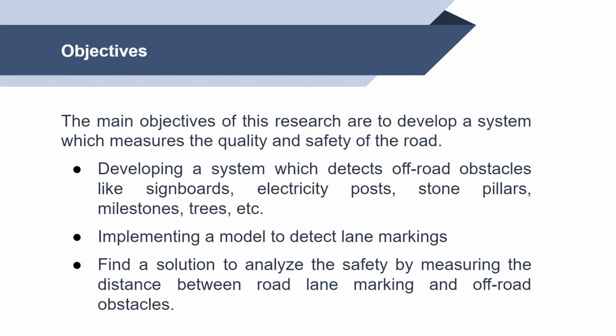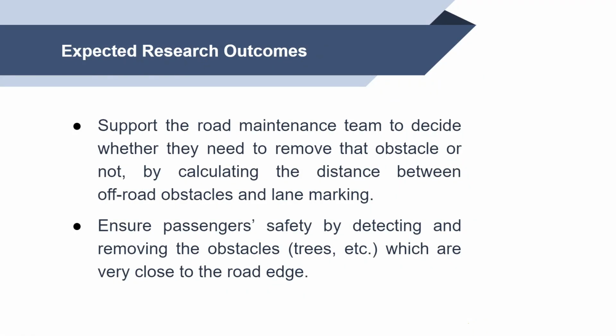Our objectives for this project are as follows. Develop a system capable of detecting off-road obstacles such as signal boards, electricity posts, stone pillars, milestones, trees, and other potential hazards. Implement a model that can accurately detect and recognize lane markings on the road. Devise a solution to analyze safety conditions by calculating the distance between the road edge and off-road obstacles. By achieving these objectives, we aim to enhance road safety, prevent accidents caused by obstacles, and provide valuable insights for assessing and improving overall transportation safety.